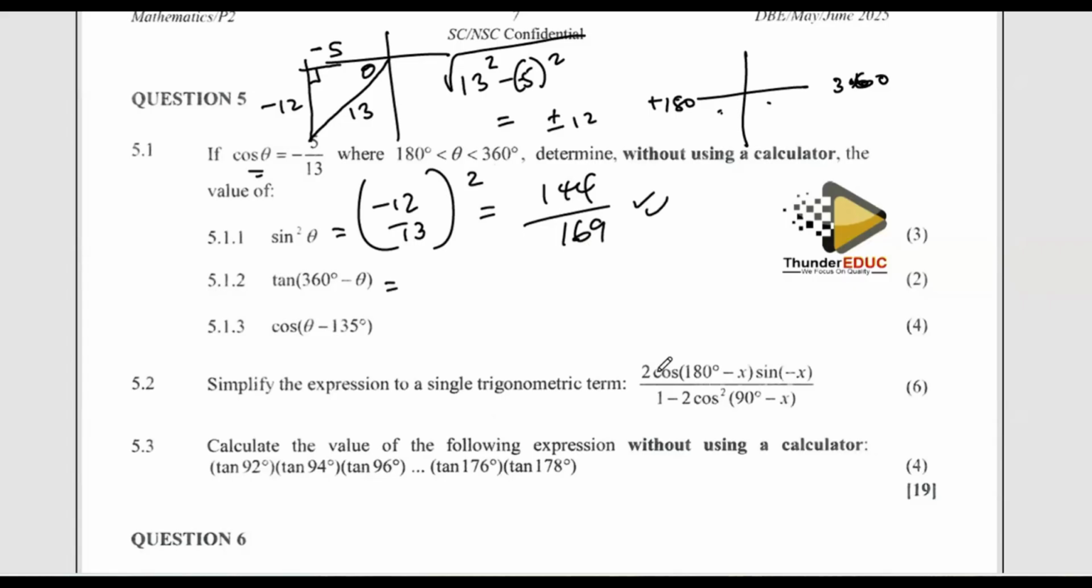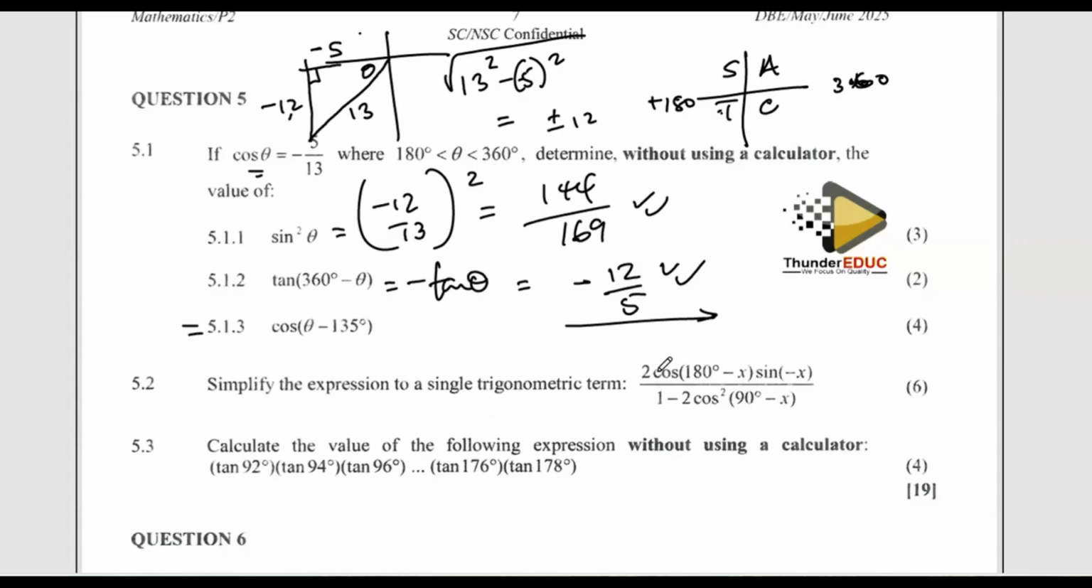And then tan of 360 minus theta, which quadrant is this? That is the fourth quadrant. And the tan, because we know that the tan is negative in the fourth quadrant. So it's a negative tan theta, which is a negative. Our tan is opposite over adjacent, negative 12 over 5. That's going to be the answer. Because the negative and negative will be a positive, but this negative makes the answer more negative.